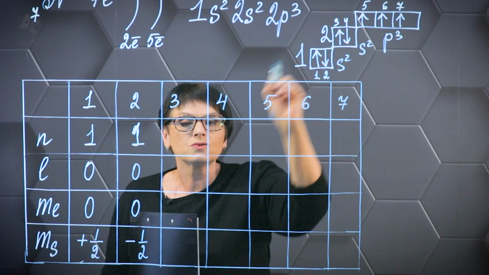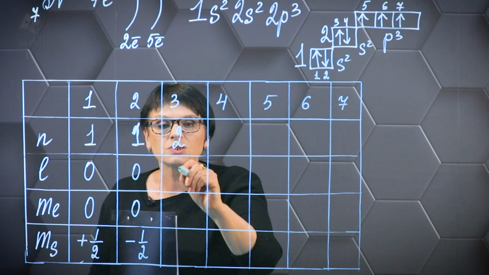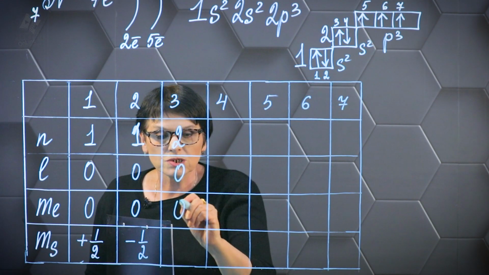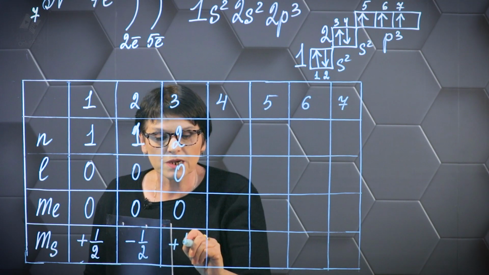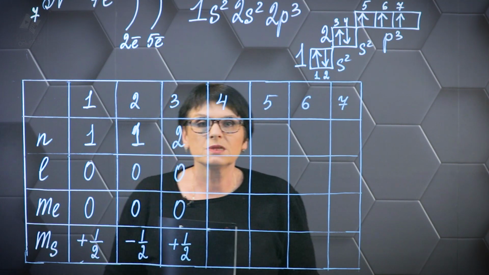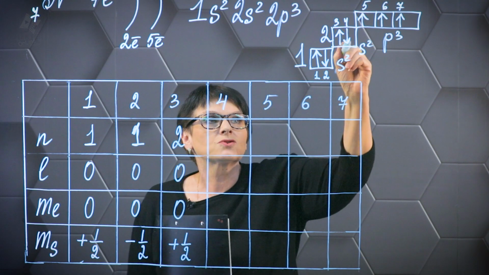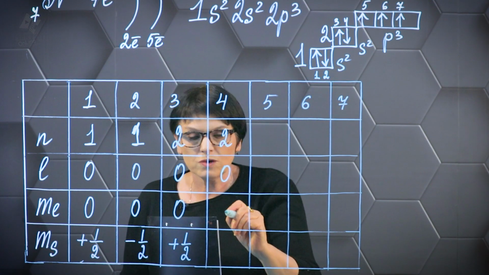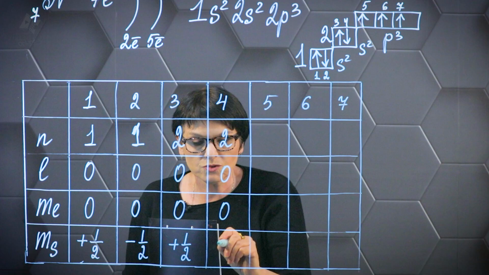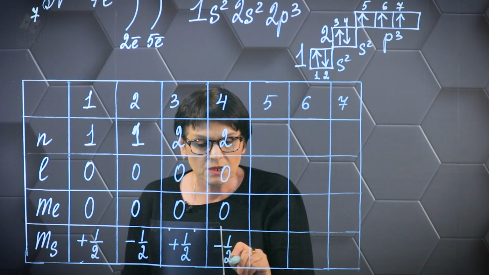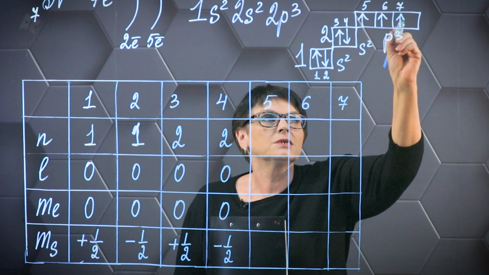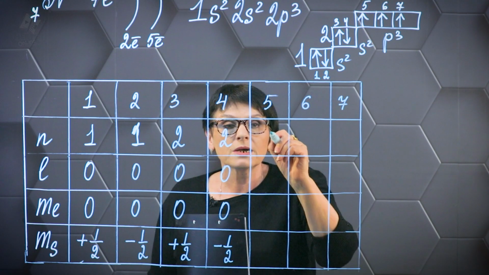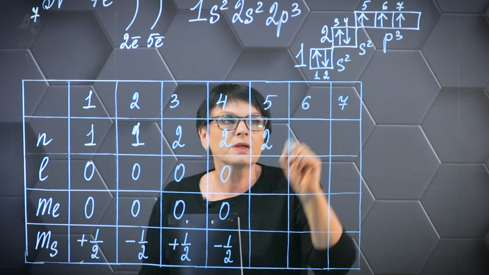Next, the third electron. This is the second energy level. It is also an s electron, orbital number 0, magnetic number 0, and it is also located upwards, plus 1/2. Then electron 4, also second level, orbital number 0, magnetic number 0, but it is positioned down, minus 1/2. These electrons that are number 5, 6, and 7: the principal number is 2, but these are p electrons.